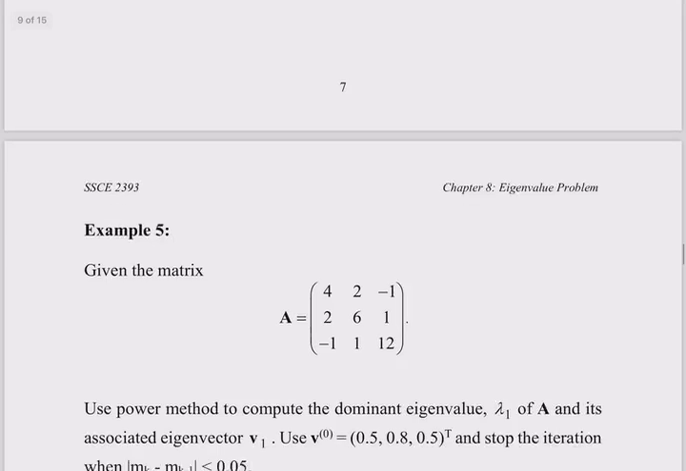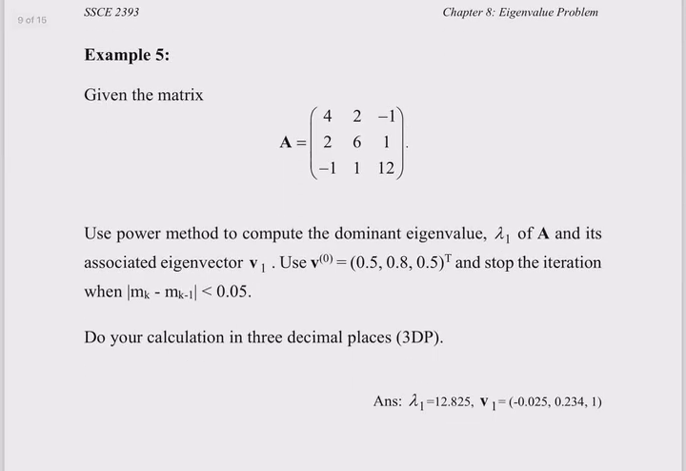Now you can try this one. It is the same one. Given a matrix A, you must use the power method to compute the dominant eigenvalue lambda 1 of A and its associated eigenvector V1, and this is your initial eigenvector, and you must stop your calculation when this stopping criterion is met. And now you must use 3 decimal places. Okay, you can try now.